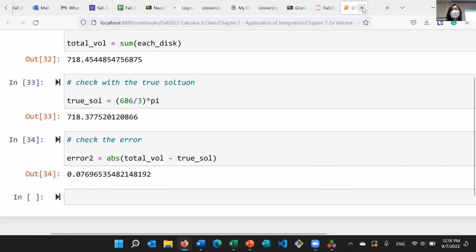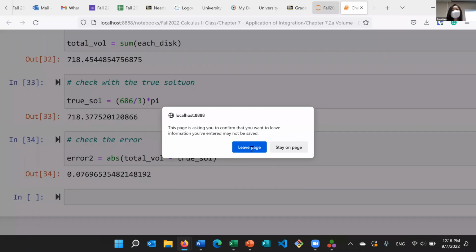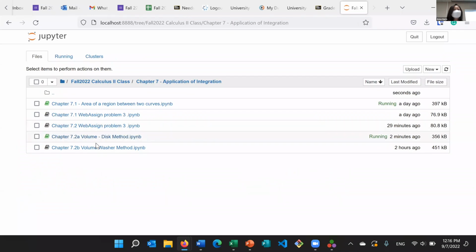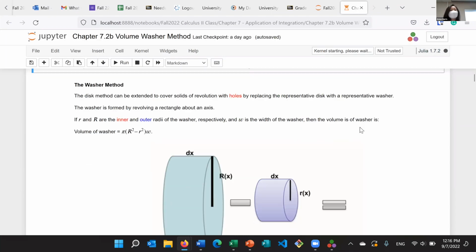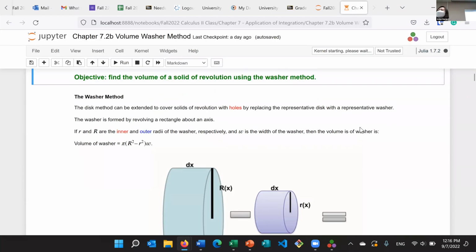Okay. Now, today's lesson is we need to do 7.2 B, okay, which is the washer method. All right, so now let's look at the second part of 7.2. Okay, so we do the disk method.